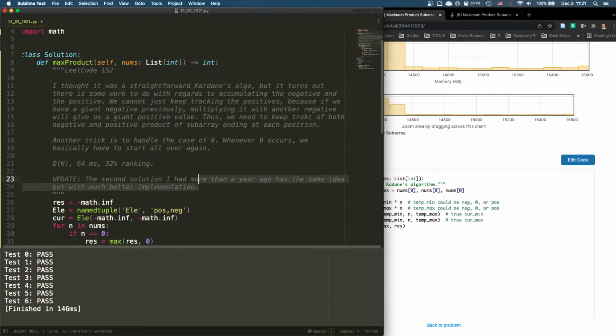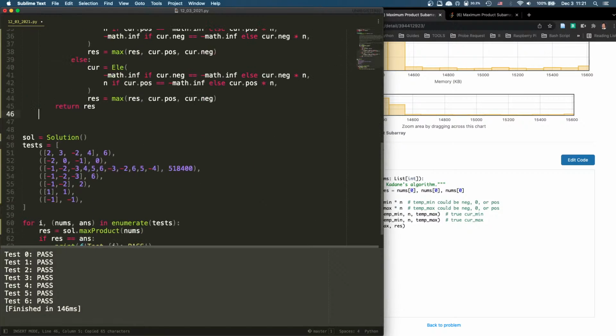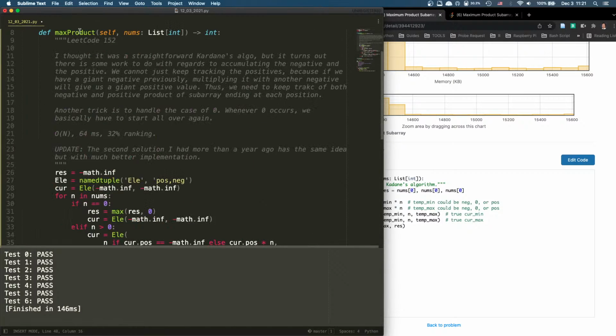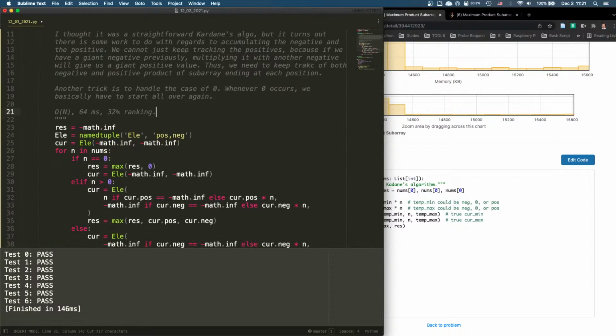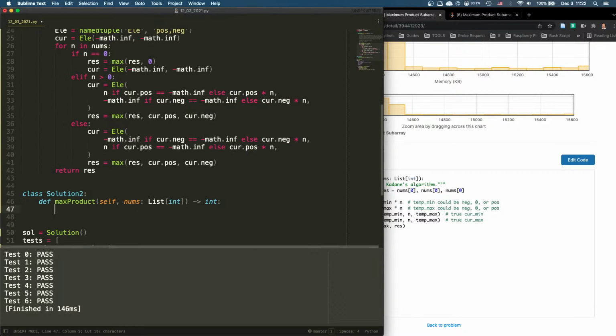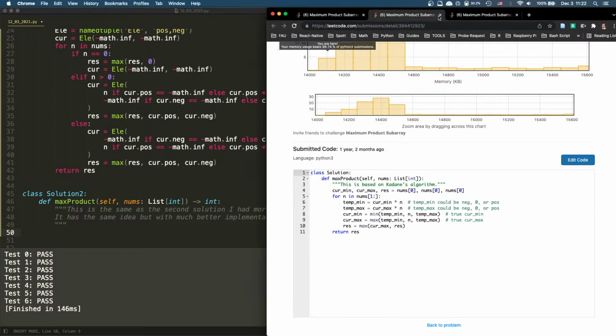Actually, let's do it. Probably won't submit it because there's no point. This is the exact same thing. But I want to record it. This is improvement, right? From the first time I was trying on this. At least this time I got the idea. So this is the same as the second solution I had a year ago. It has the same idea, but with better implementation, right? All right, let's now look at it. Turn this off.